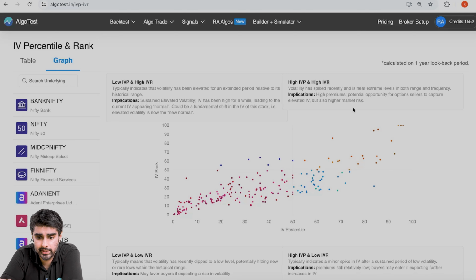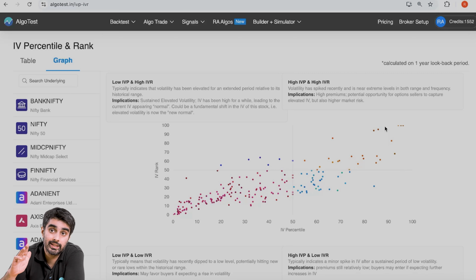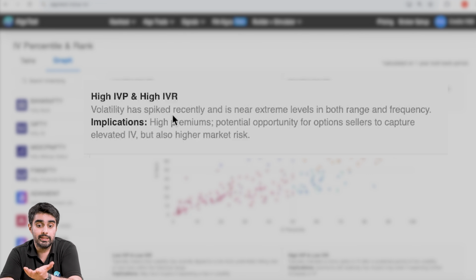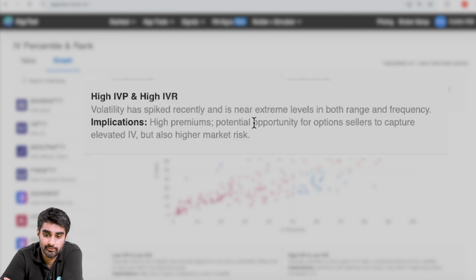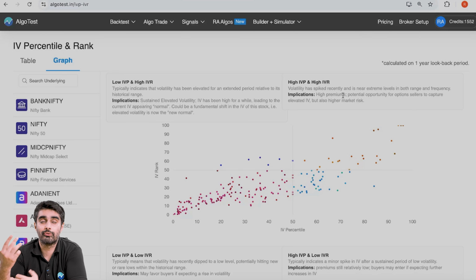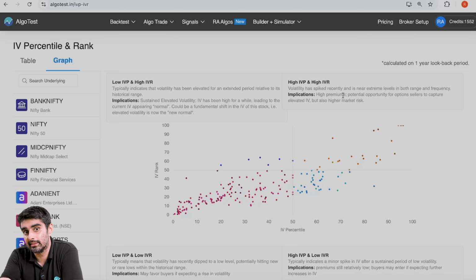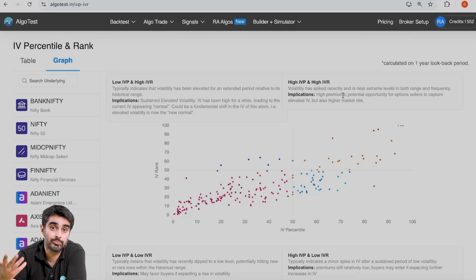So this quadrant is a very simple one which says high IVP and high IVR. These are the stocks where volatility is just elevated. You can read the description here. It says volatility has spiked recently and is near extreme levels in both range and frequency. Implication is high premiums, potential opportunity for option sellers to capture elevated IV. But of course, IV is high. The market isn't stupid. They're pricing the options expensive. That means that either an event is coming or the stock has been more volatile recently. So this quadrant is an easy one.